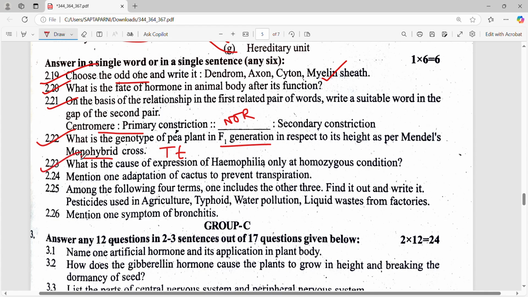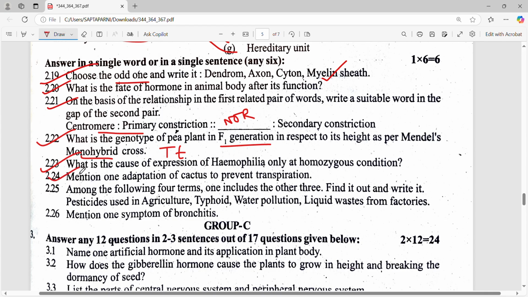What is the cause of expression of hemophilia only in the homozygous condition? I have already discussed it, because hemophilia is caused due to recessive alleles, and recessive alleles only express their phenotype in the case of the homozygous condition. So that is why the answer is this.